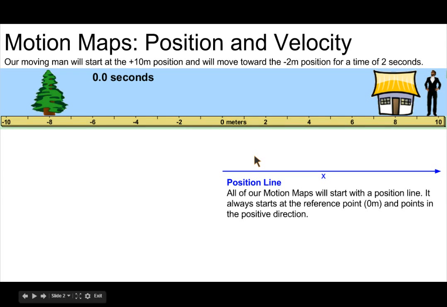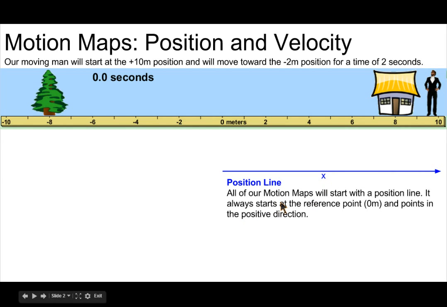Notice that the moving man started at the 10-meter position right over here and moved towards a negative 2-meter position in a time of 2 seconds. When we draw our motion maps to represent this type of motion, we always start off with a position line, like this blue line here. We put an X there to mark that it's the position line.